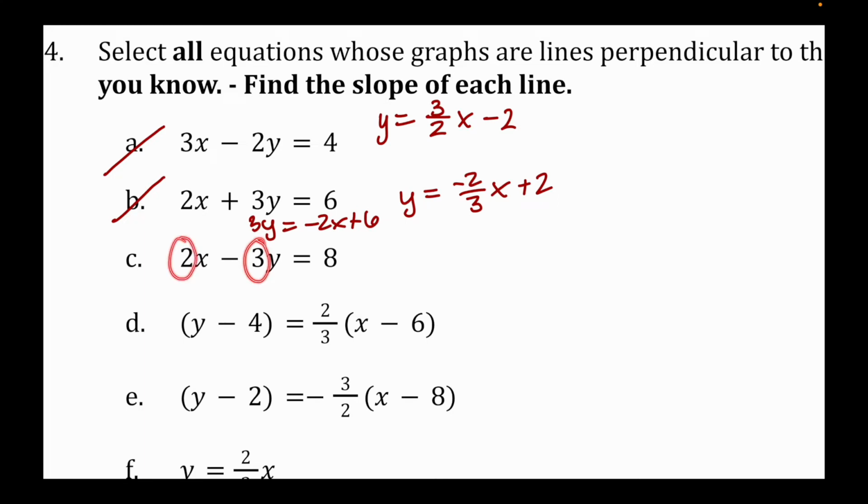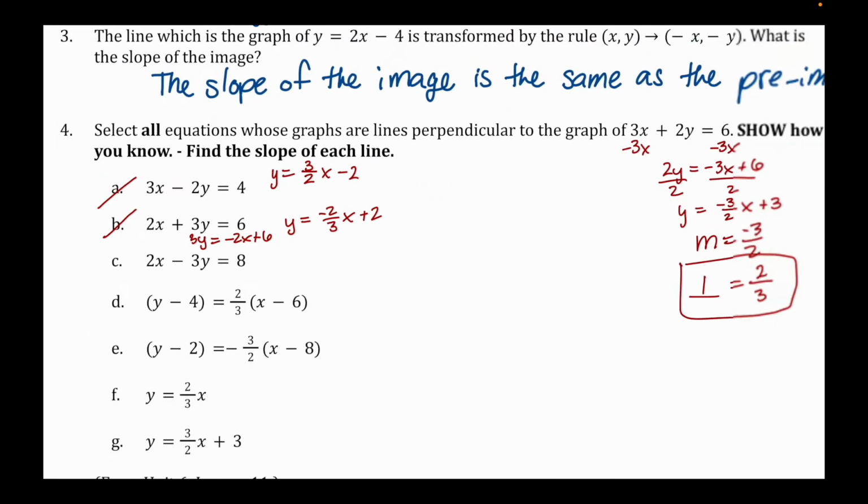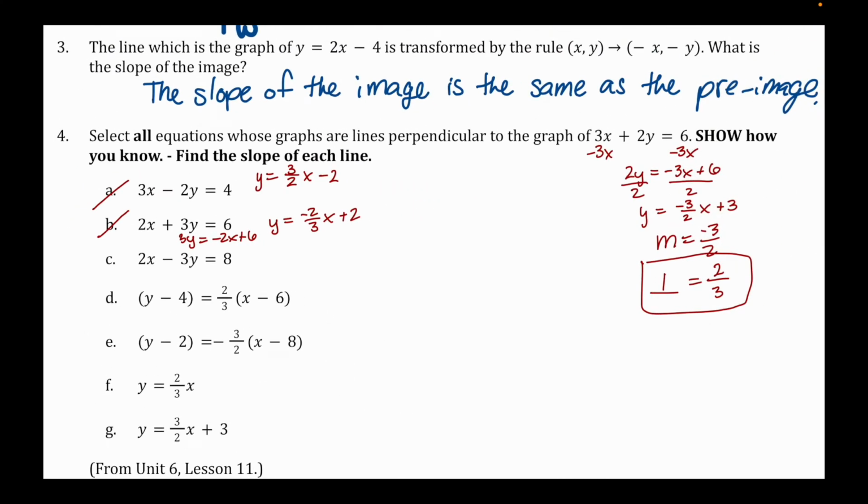So we'll end up with 2 atop the 3, but one of these is negative. And so when we do that, it's going to create a negative divided by a negative, and we'll end up with a positive. So for this one we would end up with y equals positive 2/3 x, and then we would have 8 divided by negative 3, so just going to put minus 8 over 3 here. So that means this one is perpendicular.